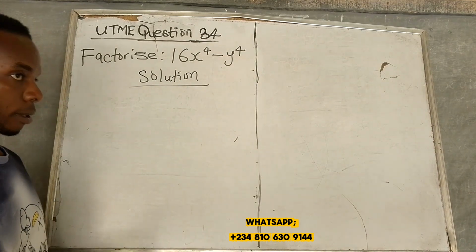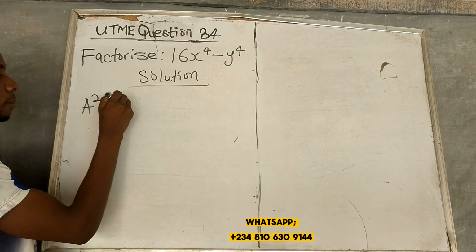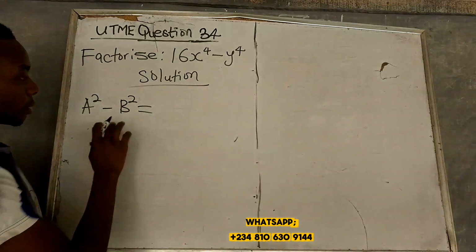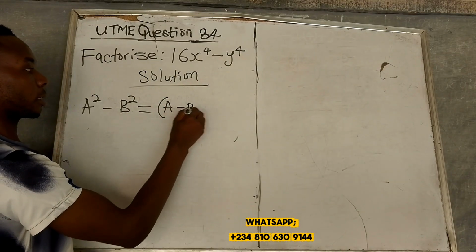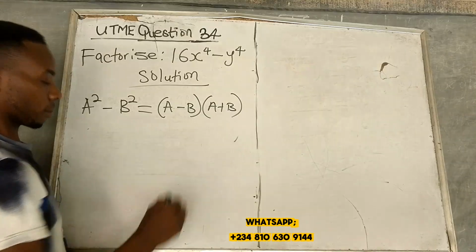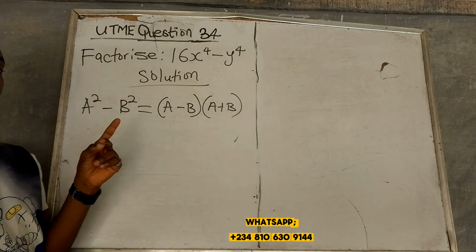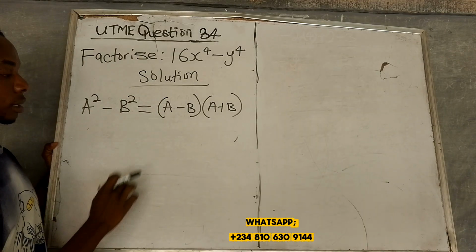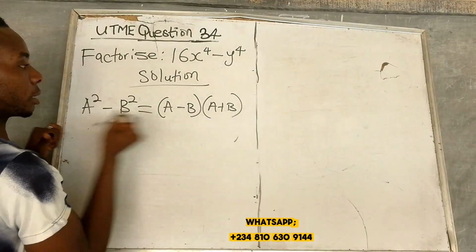Now, what's the difference of squares? When you have a question like this, it is a minus b, open bracket, a plus b. It's a difference of squares. That means you find the square root of the first, then the square root of the second. The first will be a minus b, the second will be a plus b, right?